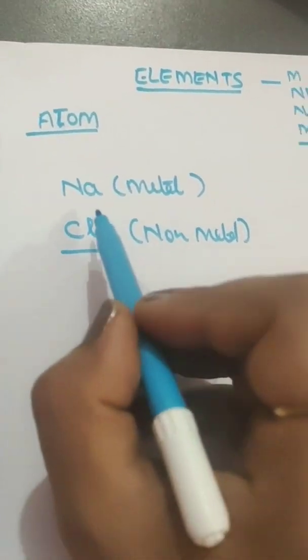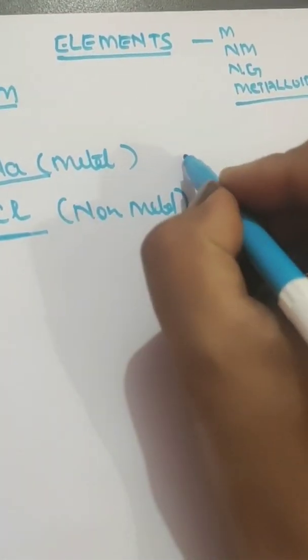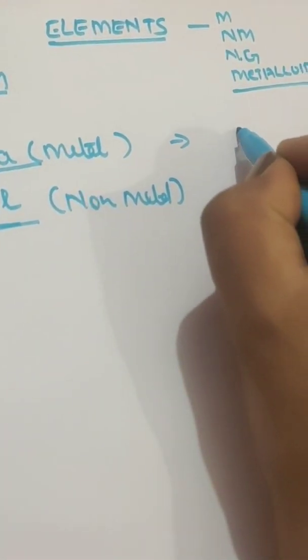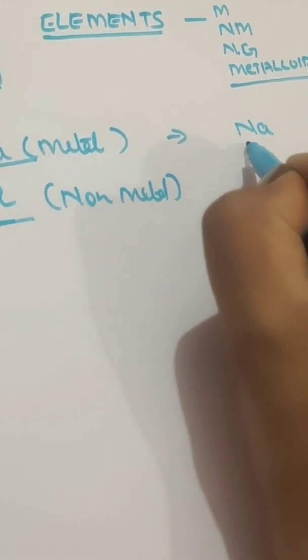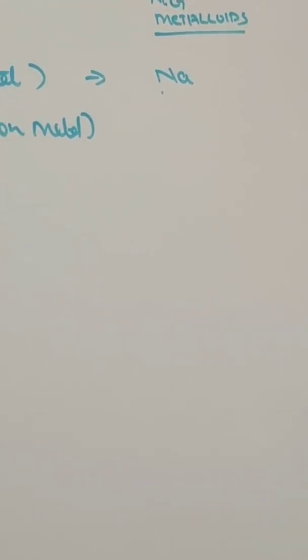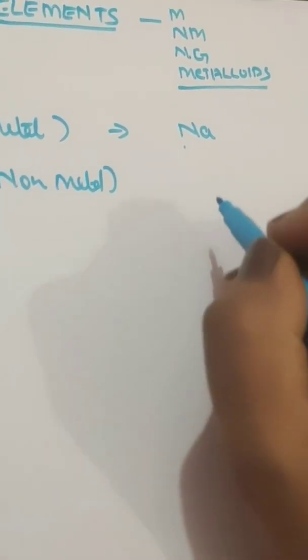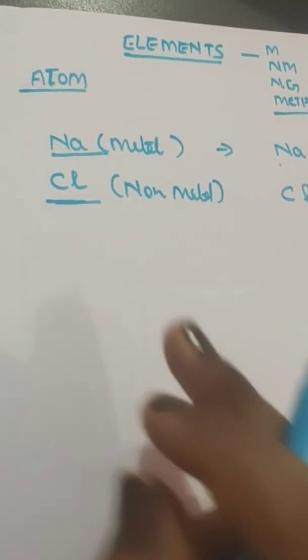Now if we take the element sodium and the element chlorine, and we take an atom of sodium, this is a symbol and this is an atom. In an element there can be thousands and lakhs and crores of atoms and more than that. But if we are talking about just an atom of an element, the smallest particle of an element would be an atom. So this is a sodium atom and this is a chlorine atom. These are the atoms.